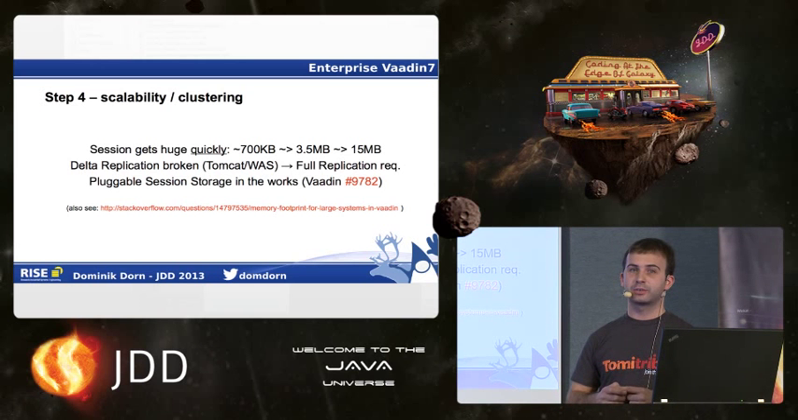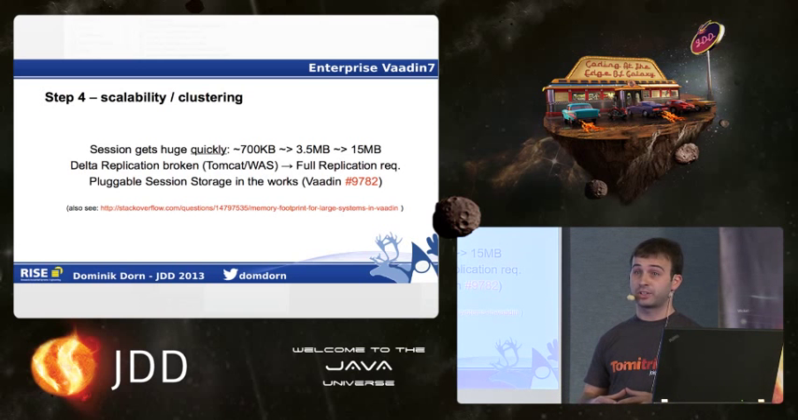Another problem is that most commonly users are using delta replication to replicate the session state, and the way Vaadin stores their objects in the HTTP session, this is broken at least in Tomcat and in the WebSphere application server. So with delta replication, we even managed to crash Tomcat with a segfault. That was not a very funny experience. So basically you have to use full session replication on every request, and if the session gets too big, this gets really painful.